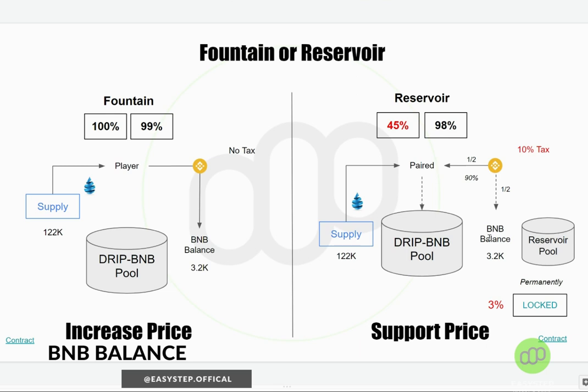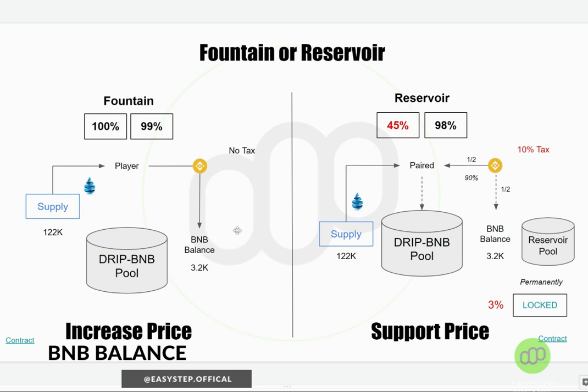So this is another way that the BNB balance is influenced, and it's the reservoir. The other way is the fountain on your buy and sell transactions. And the third way is when BNB from the reservoir is paired with DRIP from the faucet through the compound transactions, and that's added to BNB.